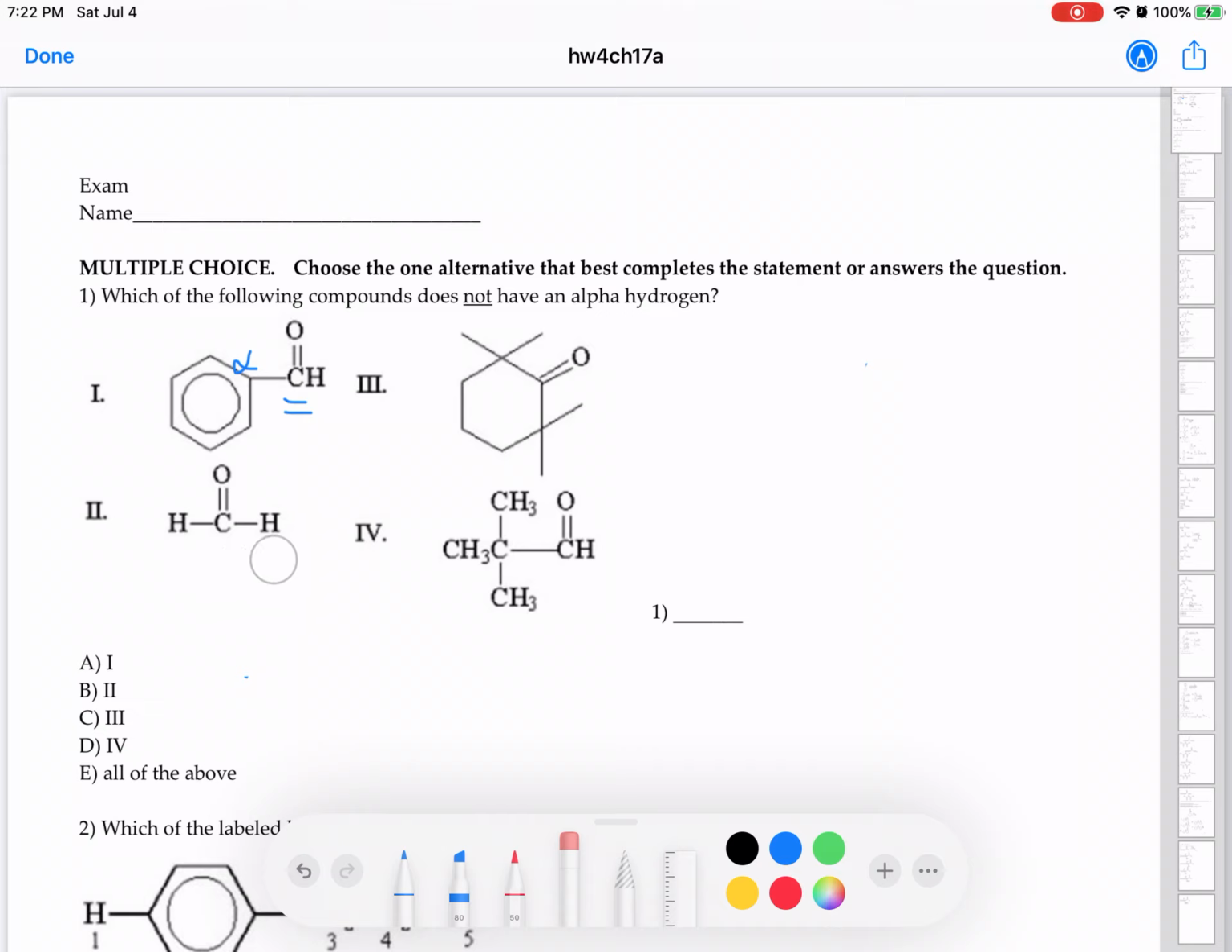How about number 3? This is the carbonyl group. This is the alpha carbon right there. So we have 2 alpha carbons. So this is an alpha carbon and this is an alpha carbon. But do we have any hydrogens there? No, all of them are carbon groups, so there are no alpha hydrogens. How about number 4? This is your carbonyl carbon and this is going to be your alpha carbon. On that alpha carbon, we have 3 methyl groups. Do we have any alpha hydrogens? No. So which of the following does not have an alpha hydrogen? Meaning all of the above do not have an alpha hydrogen.